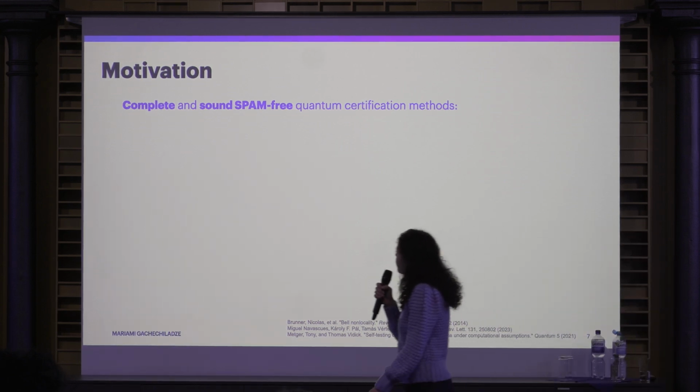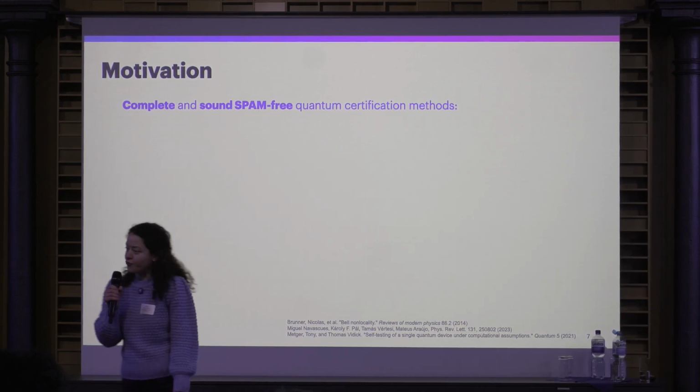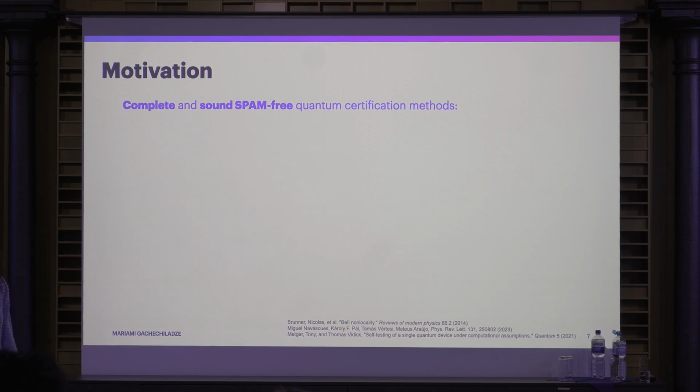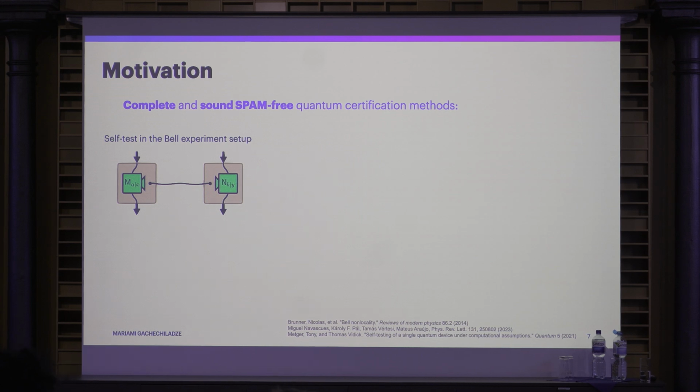Okay, now we have other methods which are complete, sound, and SPAM-free for quantum certification. Well, the first one is the Bell test, right? If you violate a Bell inequality maximally, you can say that you have an entangled state which is close to a Bell state. And this is exactly what you see: you are a classical user interacting with the quantum device. You get statistics out of a quantum device, and from there you can say that I must have had a Bell test in my experiment.